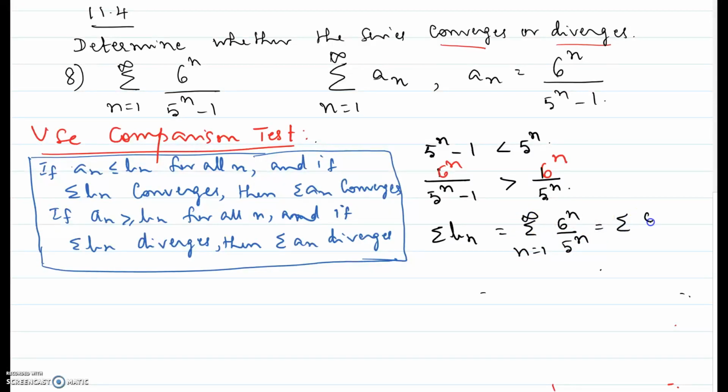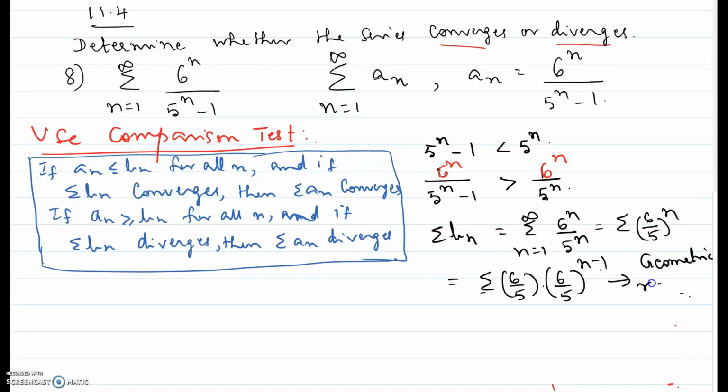If we rewrite this, it is sigma (6 over 5) to the power n, which can be written as sigma 6 over 5 times (6 over 5) to the power n minus 1, which is a geometric series with common ratio 6 over 5, which is more than 1. A geometric series with common ratio more than 1 diverges. So this series sigma bn, which is equal to sigma (6 over 5) to the power n, diverges.